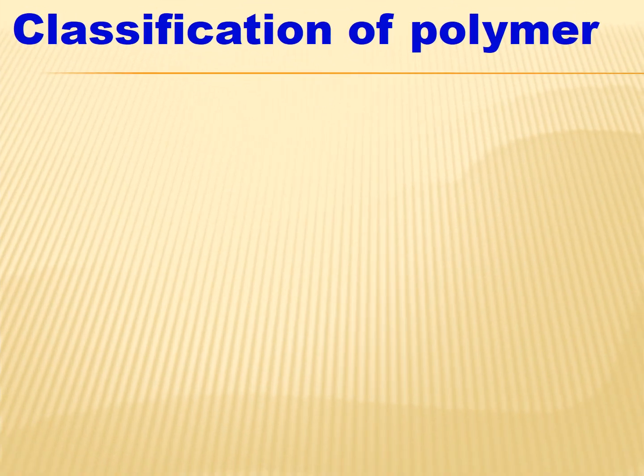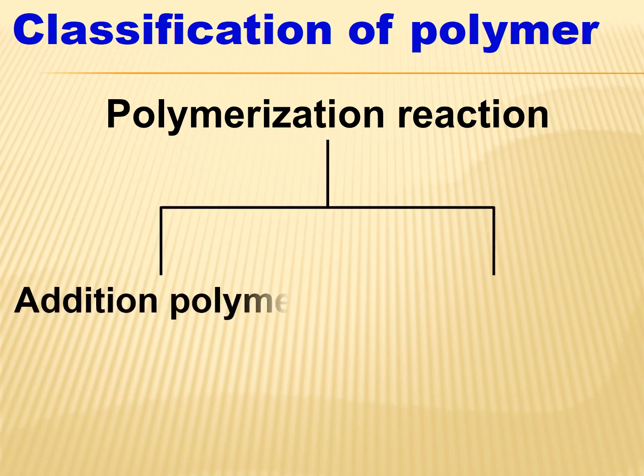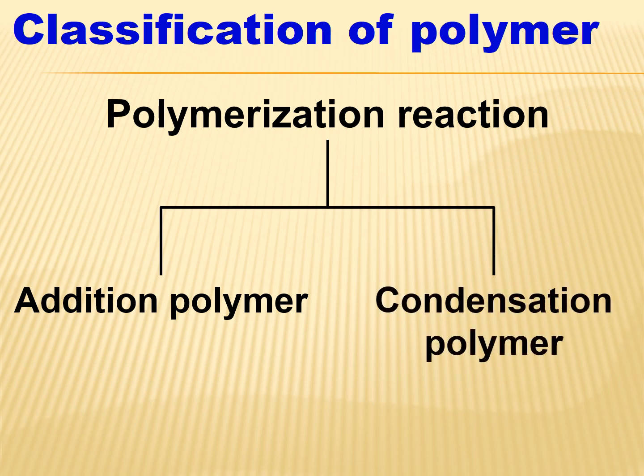Classification of polymers. Polymers can be classified on the basis of different properties. So the first important classification of polymer is based on the polymerization reaction. On the basis of the reaction, we can classify a polymer into two categories. One is known as addition polymer and the other one is called condensation polymer. Now we can see what is the difference between addition and condensation polymer.